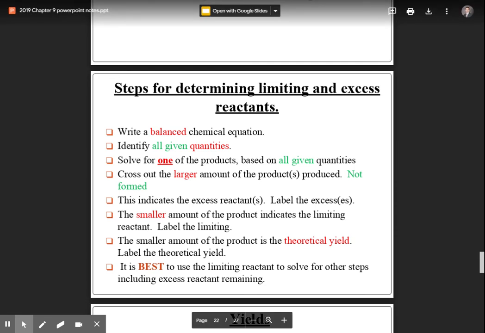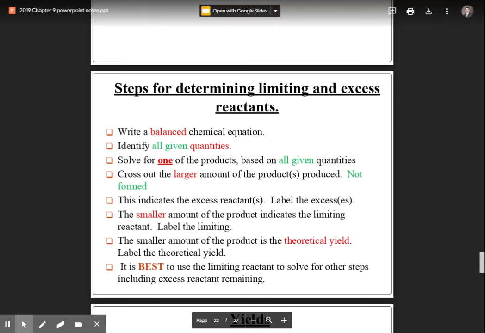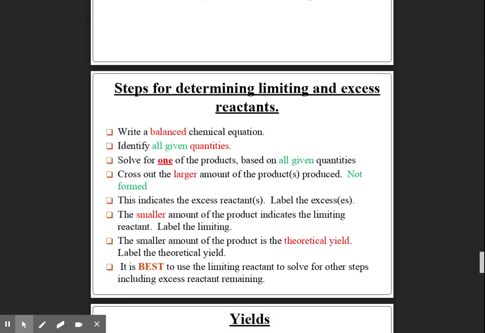Okay, so then we label the limiting reactant. So the reactant that produced the theoretical yield, that produced the smallest amount of product, is my limiting reactant. So in the car situation, the limiting reactant is the tires. Okay? So the limiting reactant is the one you run out of. So the excess reactant is the other reactant. So the excess reactant would be the number of engines. So engine is my excess reactant.